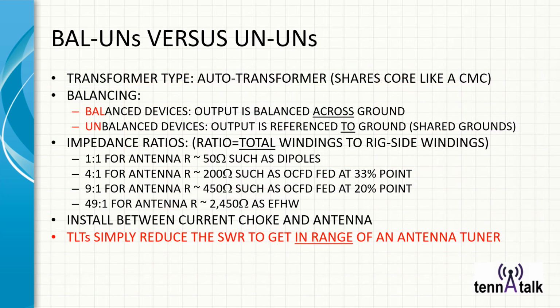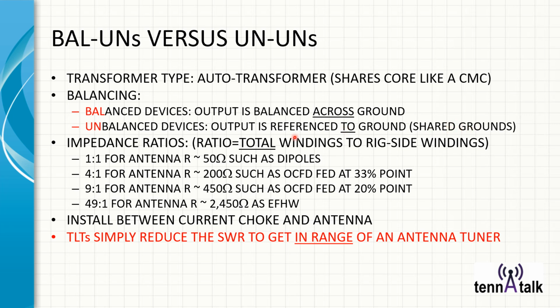So, a little bit about baluns versus ununs. What's the difference? Well, they're both autotransformers. They share a core like a common mode choke. But in the balanced device the output is balanced across the ground, as you'll see in the schematic of these devices. Whereas in an unbalanced device, the output is referenced to the ground. In other words, the input and output grounds are the same.